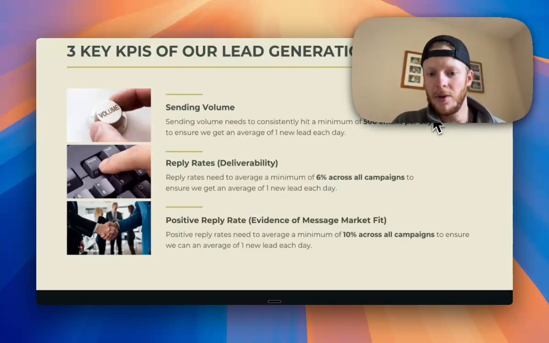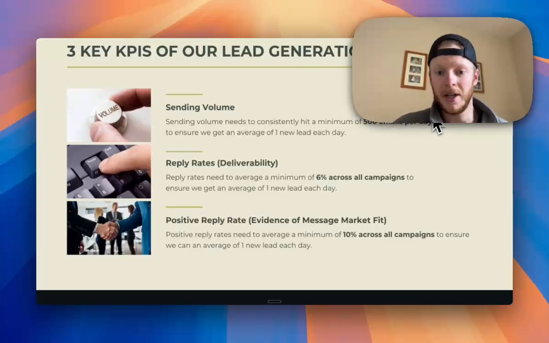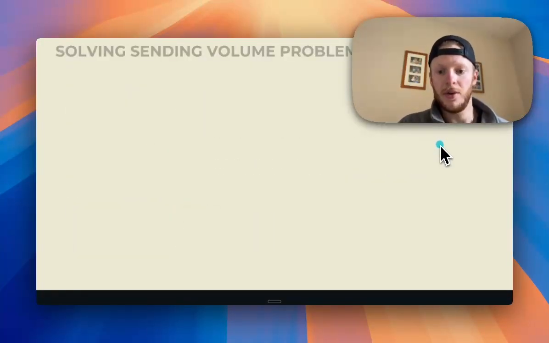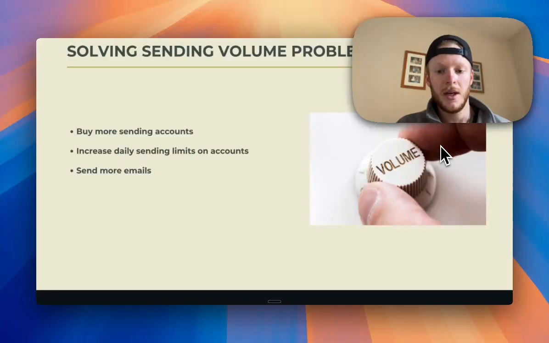So whenever we're tracking the success of any lead generation campaign, we need to look at it under one of these microscopes, and it is as simple as that. If the sending volume of our campaign is too low, then this is probably the most simple one. What we need to do is just buy more email accounts. So we buy more email accounts, we increase the daily sending volume on each of the accounts that we already have, and we ultimately just send more emails.